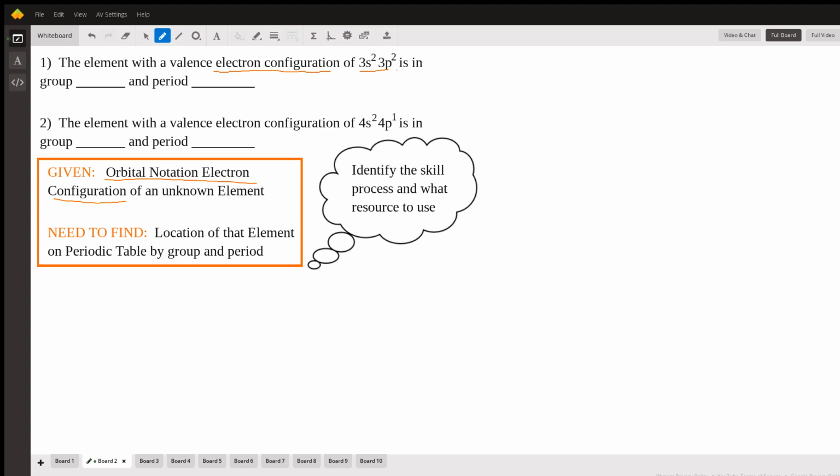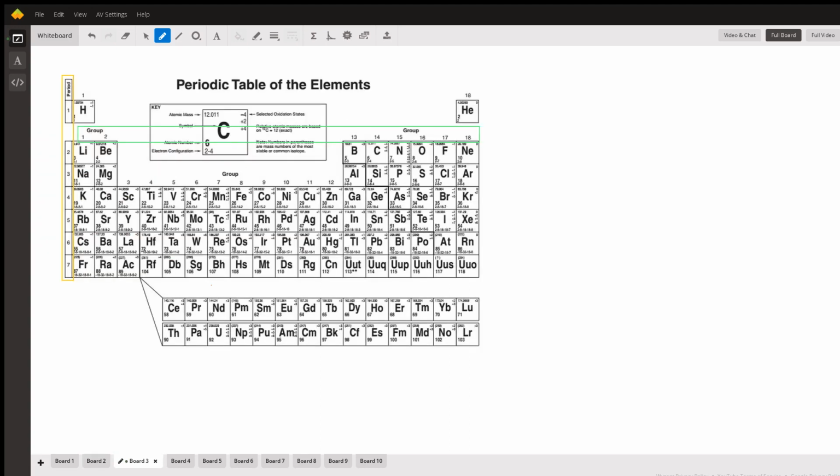Given that we're trying to figure out an unknown element and what group and period it is on the periodic table, that means the resource we're going to need to use is our periodic table. There are other ways to answer this question without the periodic table with some interesting mnemonic devices, but I'm not going to follow those because I think it's easiest just to use the amazing resource that you've been given. So this is the Regents Reference Table's periodic table of elements.